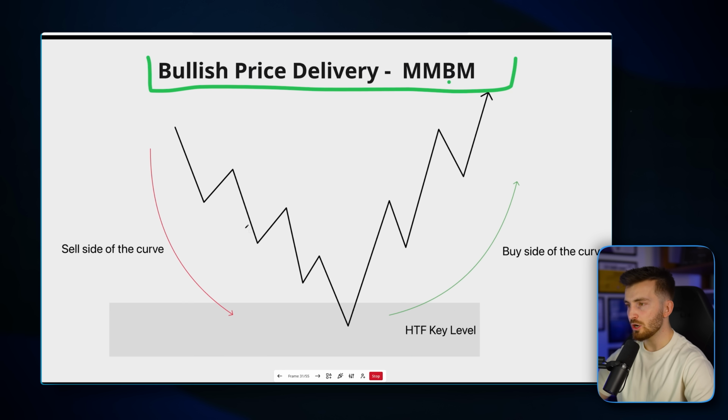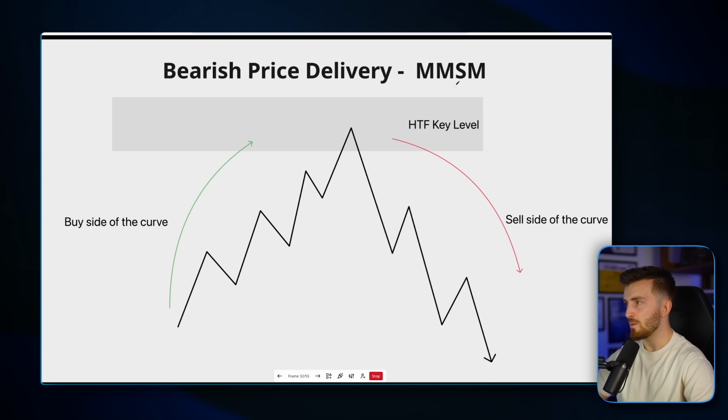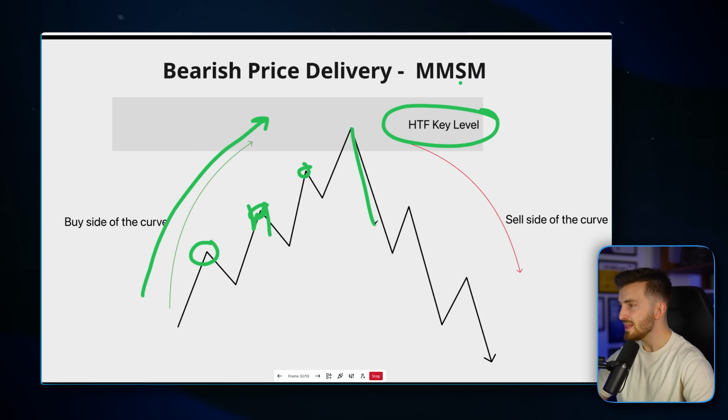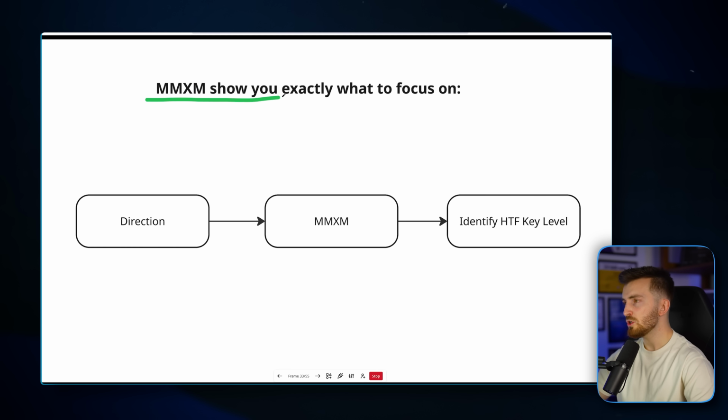And what happens with a lot of traders is that they get stuck in these moves down because they see a lower time frame reversal right here, and then the market moves lower, lower time frame reversal, and then the market moves lower. And then we have bearish price delivery for a market maker sell model, which means we have a buy side of the curve first and a sell side of the curve once we hit the higher time frame key level. And once again, traders are caught shorting these lower time frame market structure shifts, and then the real move happens.